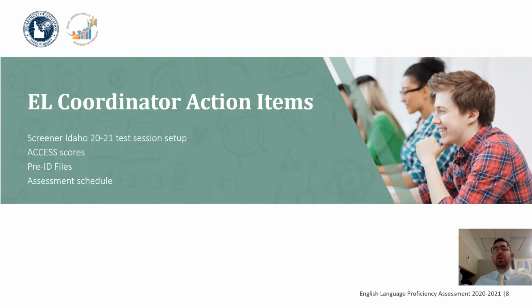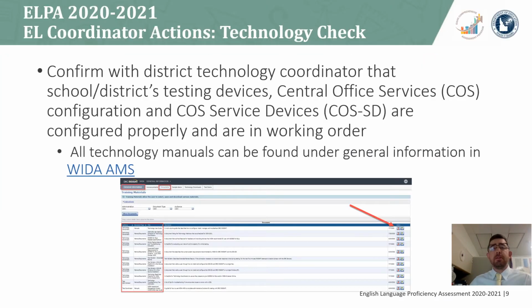The next section will cover EL coordinator actions, which will help districts successfully complete the Access testing cycle. First, district test coordinators should confirm the technology components necessary for the administration of both the WIDA screener online and Access are current and ready to use. District technology coordinators should log into WIDA AMS and confirm that the district's testing devices, central office service configuration, and service devices are configured properly and have been tested to ensure proper functioning during a test administration.